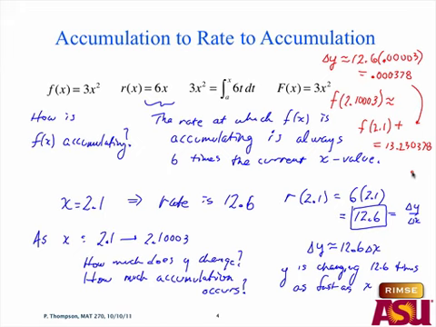Yeah. Oh, sorry. Autumn. Why wouldn't you plug in 2.10003 and use the rate for that instead of 2.1? I mean, it's barely different. You mean in this calculation right here? In the top calculation. So we could exactly find what the accumulation is just by plugging this into the accumulation function.